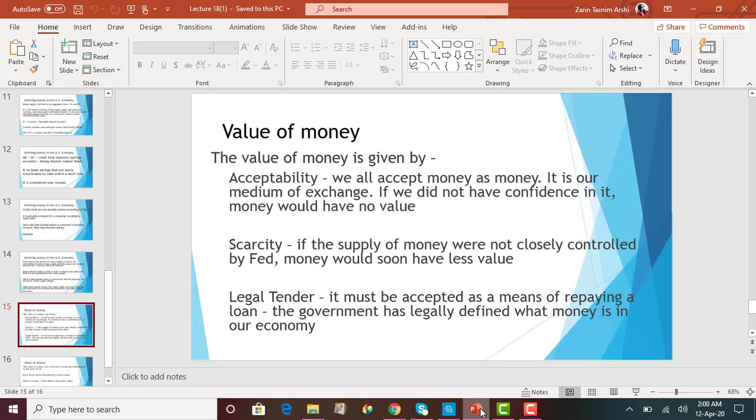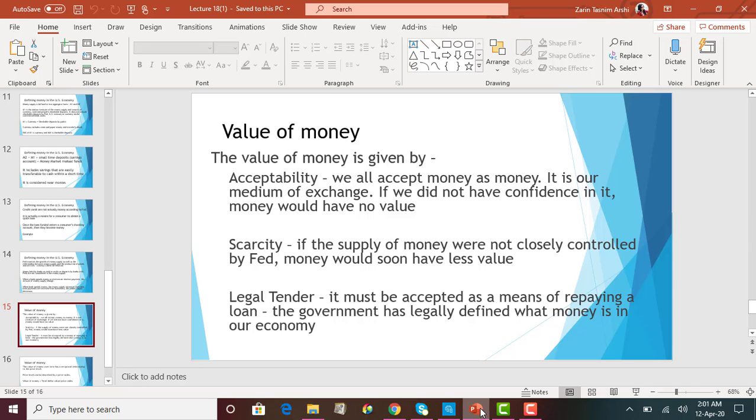Now, the value of money, this is also a very important concept, and this is given by three things. First is acceptability. We all have to accept money as money. If we don't accept it as money, it does not hold any value, right? If we are buying a Coke with $1 and I give $1 to a grocery store, they will accept it as $1. If I give a piece of paper and I write $1 on it, they will not accept it, because there's no acceptability to it. So it must be acceptable as a medium of exchange, and that gives the money a value.